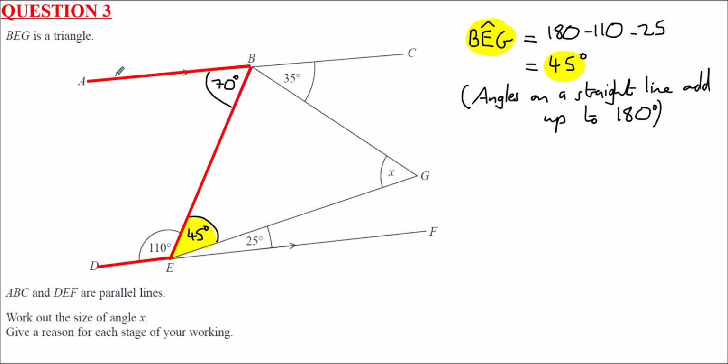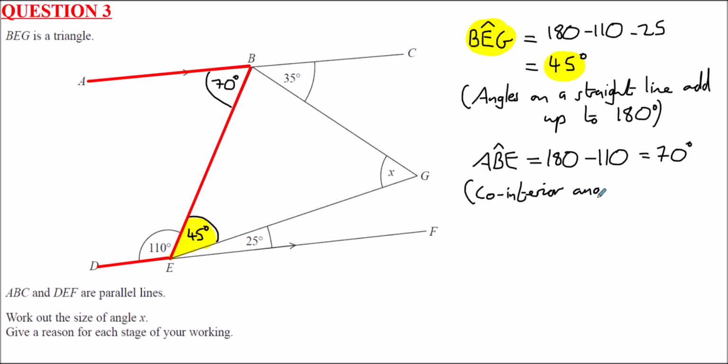And again, we can write this in with a reason. This angle here is ABE. So ABE is 180 minus 110, which is 70 degrees. And we can give a reason for that. That's because co-interior angles add up to 180 degrees.